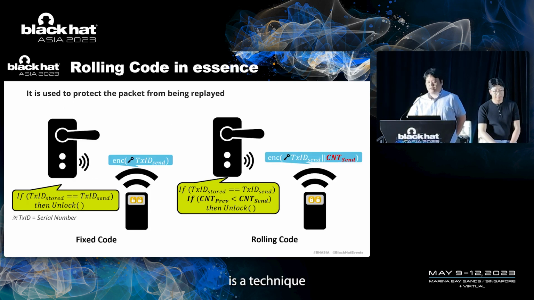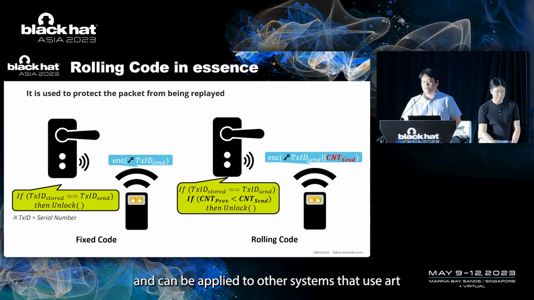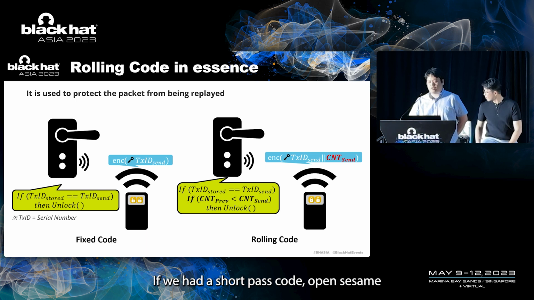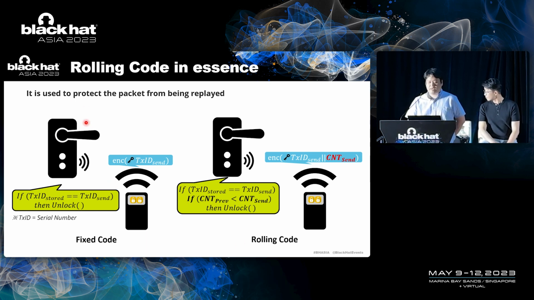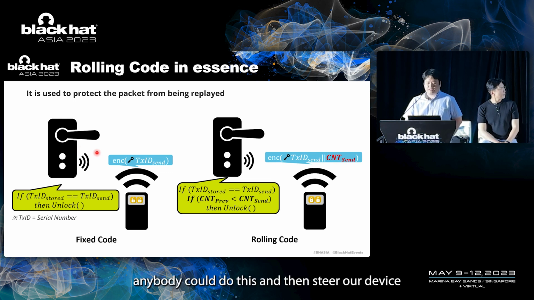Rolling code is a technique to prevent replay attacks and ensure non-repeatability in one-way RF systems. These techniques are not specific to automobiles and can be applied to other systems that use RF, such as garage doors and smart door locks. If we shouted a passcode like "open sesame" anytime we wanted to unlock our device, anybody could listen and then steal our device by repeating the same passcode.